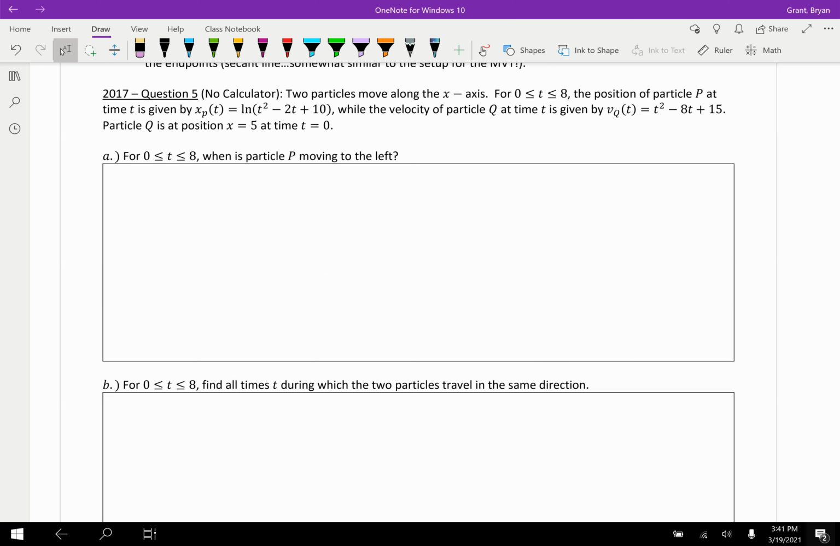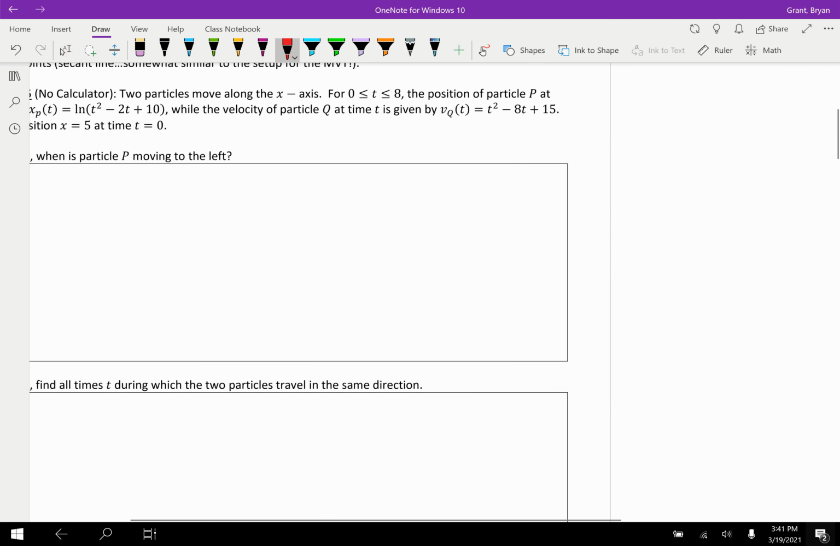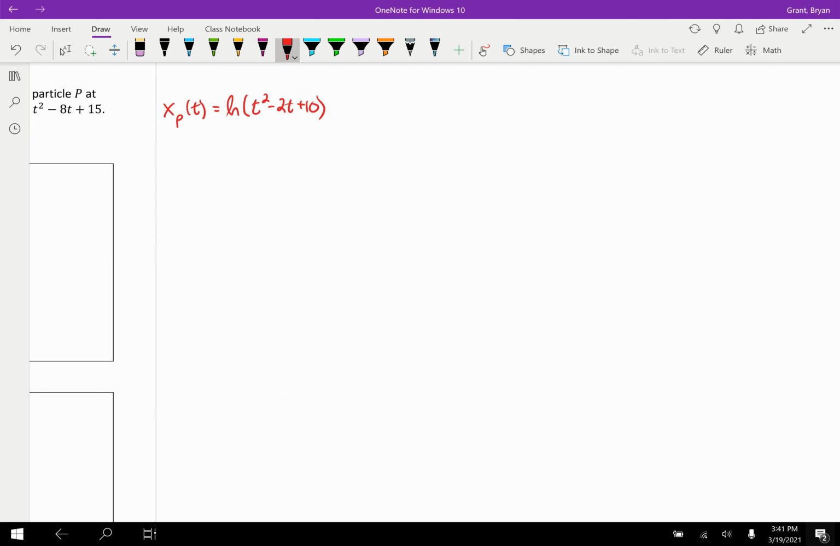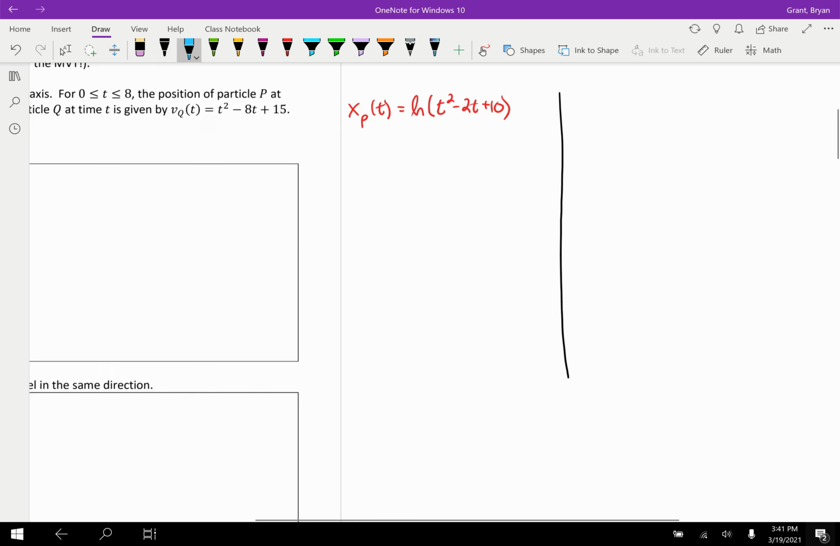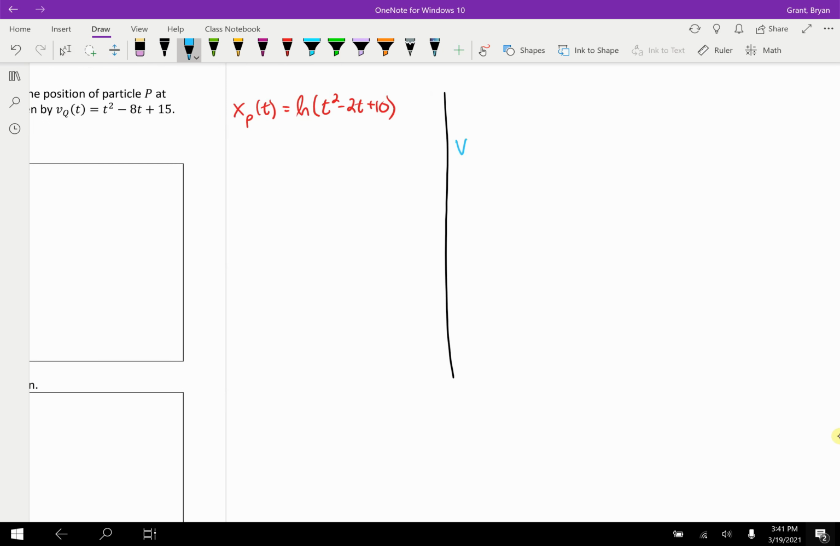So here we go. Two particles this time are moving along the x-axis. We're given the position equation of particle P, and they notate it as x sub P. And then we're given the velocity of particle Q, V sub Q. So just taking stock of what we have, x sub P with t as our independent variable, t squared minus 2t plus 10. We eventually are going to need the velocity, and I'm going to use the room over here just so we can see what's going on. We're going to compare this to our other equation, which is particle Q. V sub Q of t is given by t squared minus 8t plus 15.